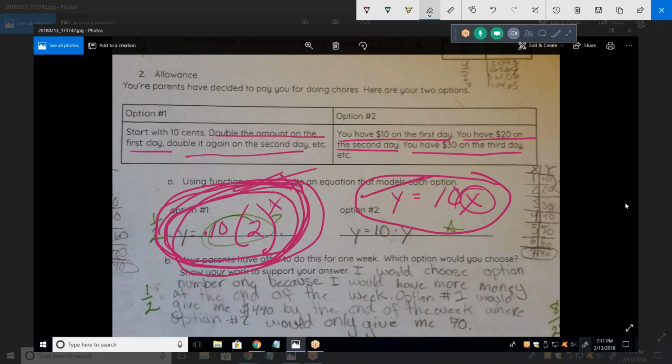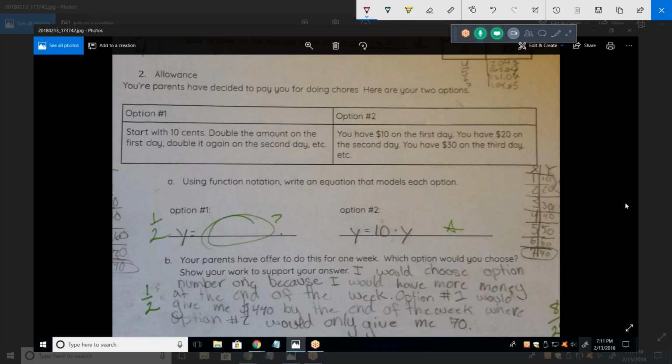Now, the only thing that I see that's wrong with this answer, she gave you a star, but I would have liked to have seen that. In other words, it is not y equals 10y. It's y equals 10x, where x is the day. You can't really have y equal 10y. That never is correct except for when y is 0. Any other number, and that's never correct.